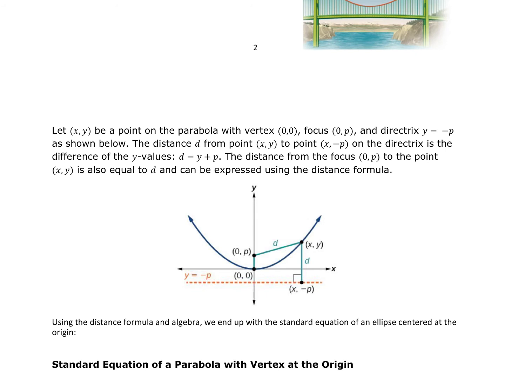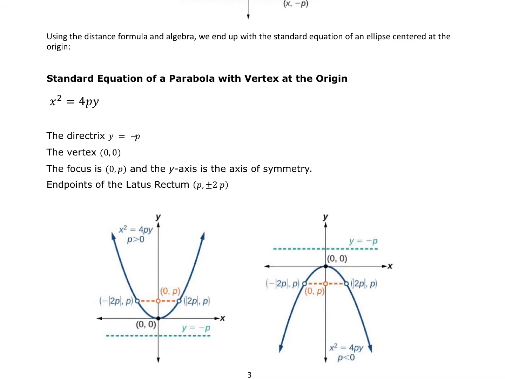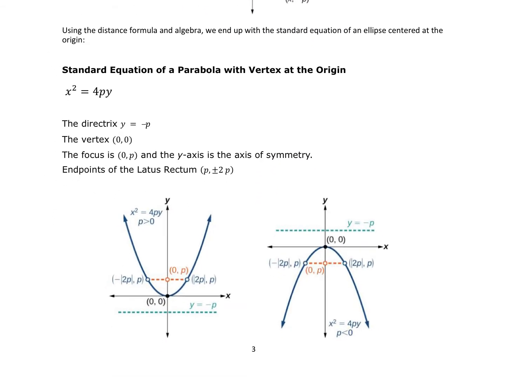Now, using the distance formula and some algebra, we end up with the standard equation of a parabola centered at the origin. First, we're going to be centered at the origin facing up or facing down. The directrix is the line y is equal to negative p. The standard form is x squared is equal to 4py.